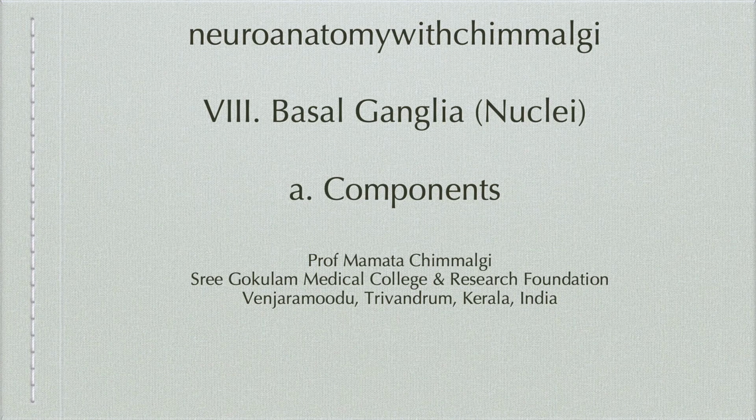Let us now learn about basal ganglia. Basal ganglia are actually a collection of grey matter within the central nervous system, and as such they are supposed to be known as basal nuclei, but they are rather popular as basal ganglia, so we will continue to use the same terminology in our videos as well. In this first video, let us learn about the various components of basal ganglia.